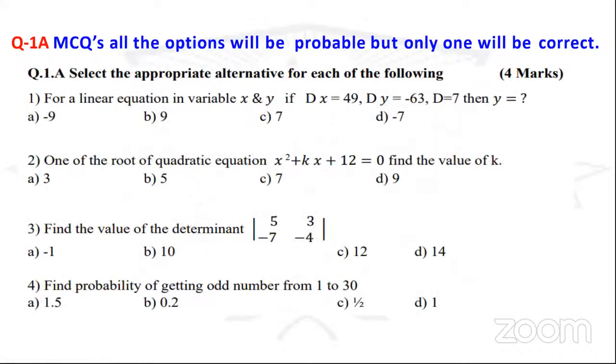Check, this was your prelim paper. Question number 1A, 4 marks, 4 questions, and each question has 4 marks. Now here there are some minor corrections in your question paper. Your teachers might have told you, okay, those corrections will be seen in the next slide. So we'll start with the solution.